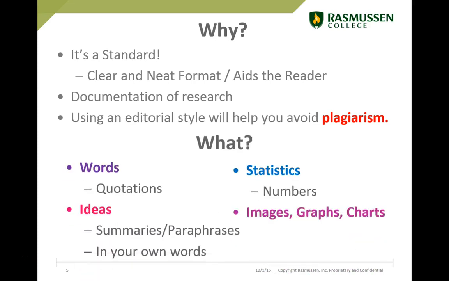What do we need to cite in our papers? We need to cite words, so direct quotations. We also need to cite ideas, so paraphrases and summaries, information that's in your own words. We also need to cite statistics, so numbers and percentages, for example. And then finally, images, graphs, and charts.